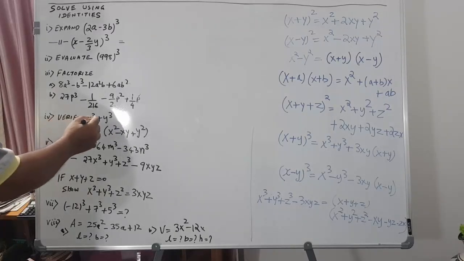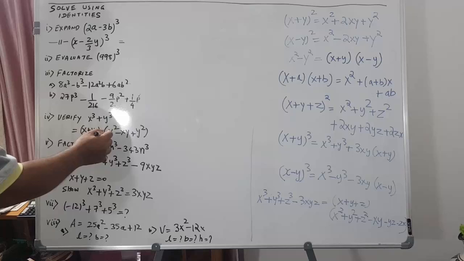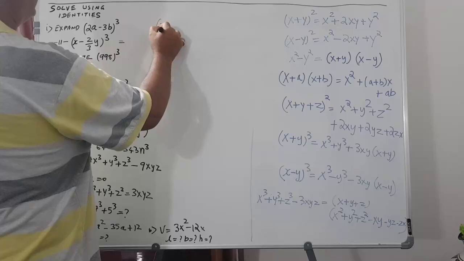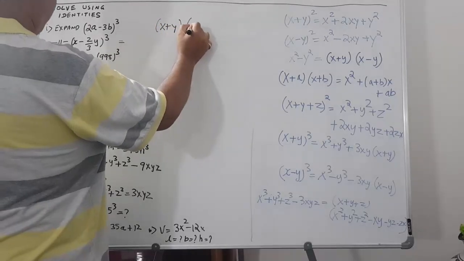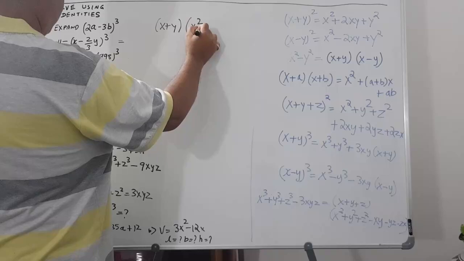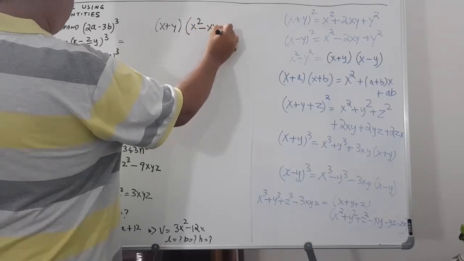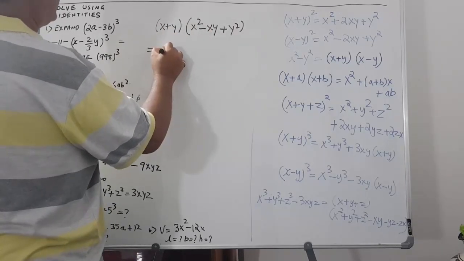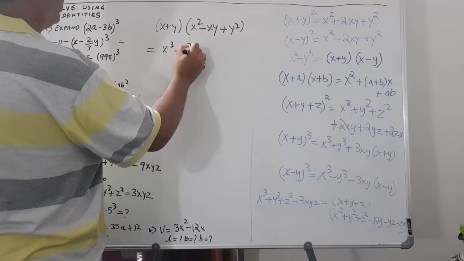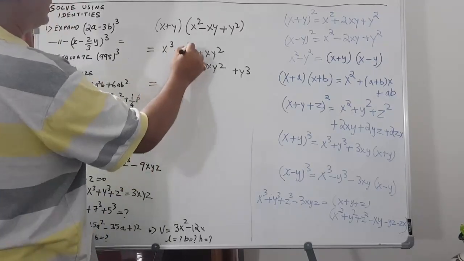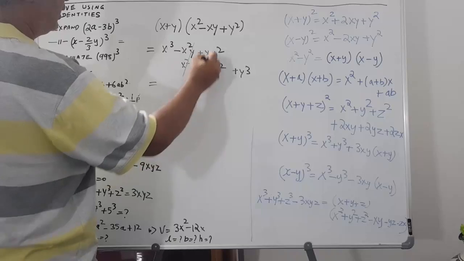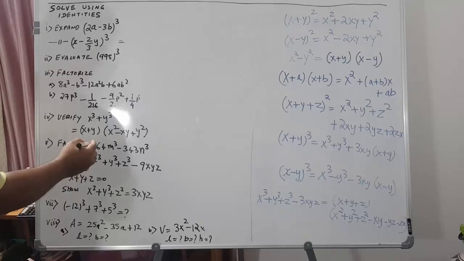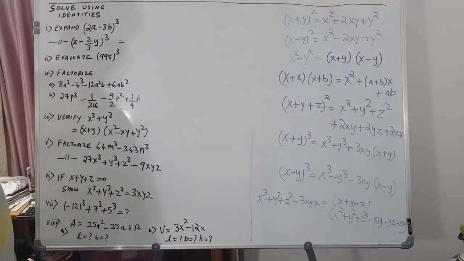Next problem is verify x cube plus y cube is equal to (x + y) into (x squared − xy + y squared). So let's multiply. We have x plus y, and we need to multiply it with x squared minus xy plus y squared. If I multiply with x I'll get x cube minus x squared y. If you add these, this and this will cancel, this and this will cancel, and you will get x cube plus y cube.